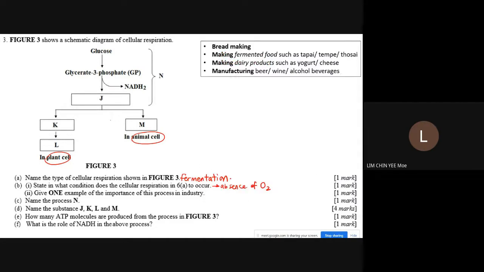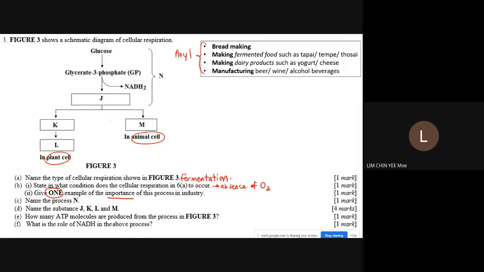Ini I bagi you lah. Memang ada dalam nota sudah. On the last page, slide 3. So Miss ada letak kurungan, letak star. So these are the examples of importance of fermentation. Dia nak satu je, then you just give one. Any one. Jangan bagi 4 ya.